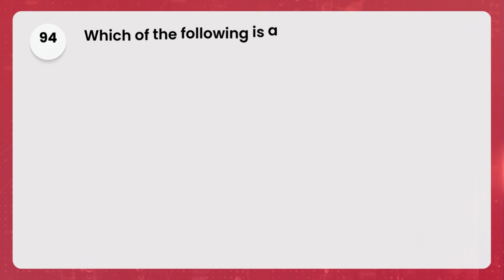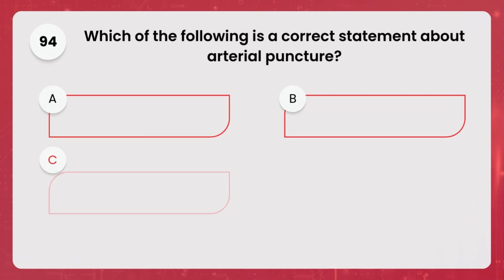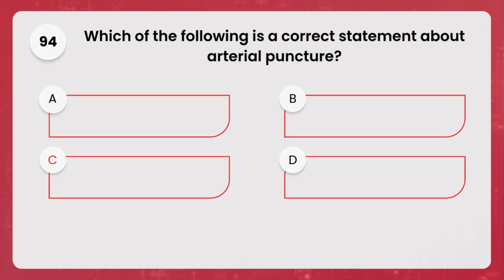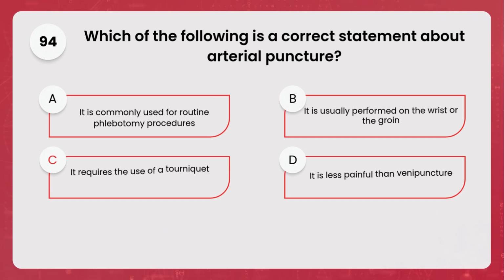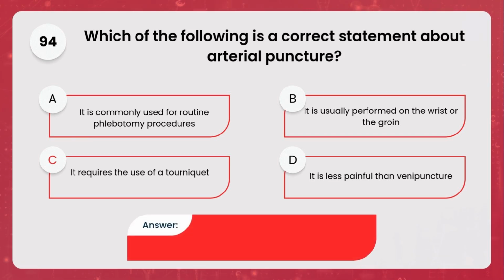Number 94. Which of the following is a correct statement about arterial puncture? A. It is commonly used for routine phlebotomy procedures. B. It is usually performed on the wrist or the groin. C. It requires the use of a tourniquet. Or D. It is less painful than venipuncture. The answer is B. It is usually performed on the wrist or the groin.